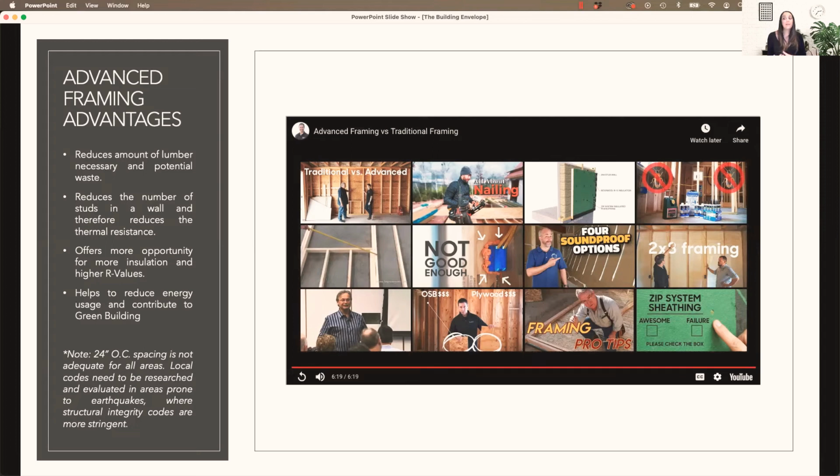But again, 24 inches on center is not adequate for all areas. So you'd have to refer to the local building code to know whether or not it was acceptable in wherever a project is being built. But if it is something that can be done, it would be good.